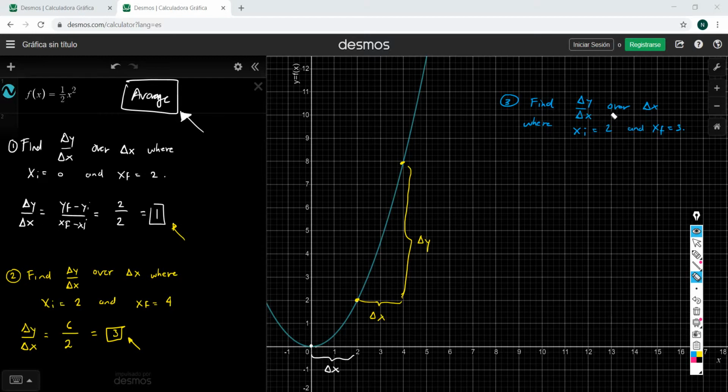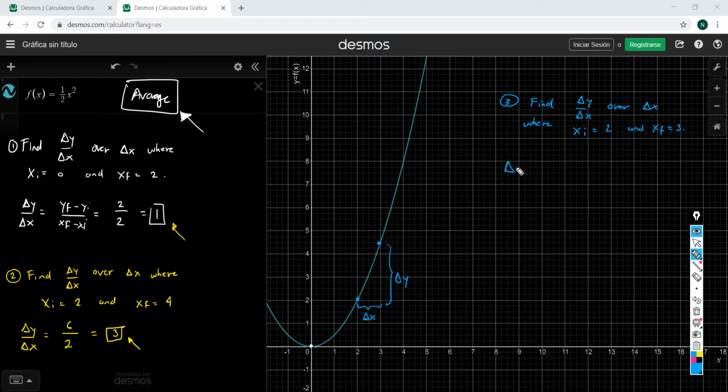Look, find the average rate of change over delta x, where the initial value of x is 2 and the final x is 3. So this little interval is actually inside this interval. It's going to go from 2 to 3. Can you see? This interval lies inside this interval. And let's see what happens if we calculate that. Let me erase this. So my initial point is 2. My final point in x is 3. Okay, so these are my points of interest. This is my change in x. This is my change in y.